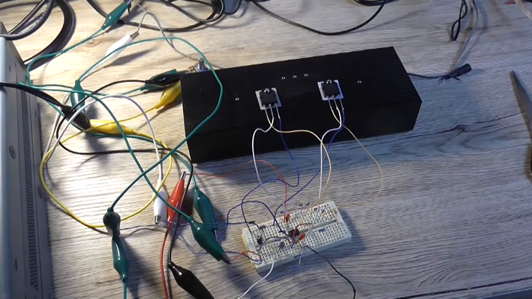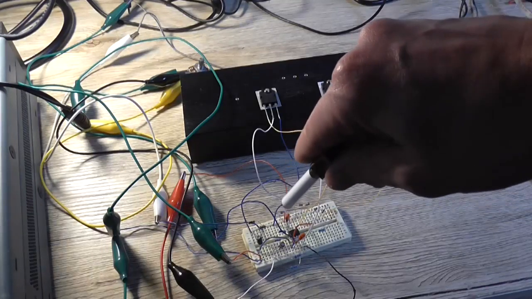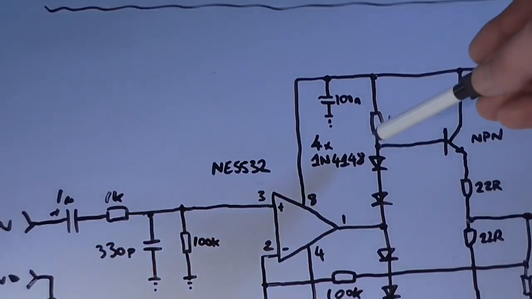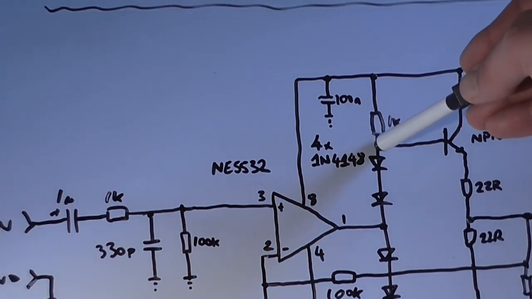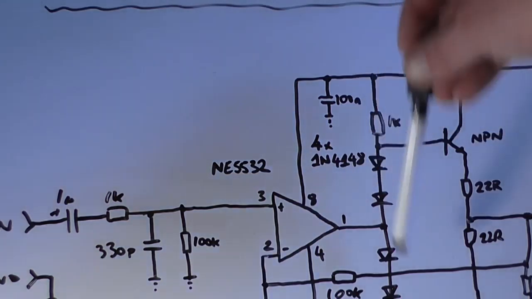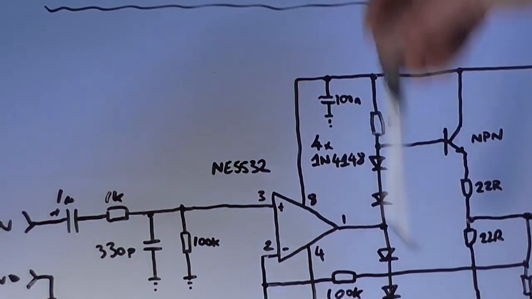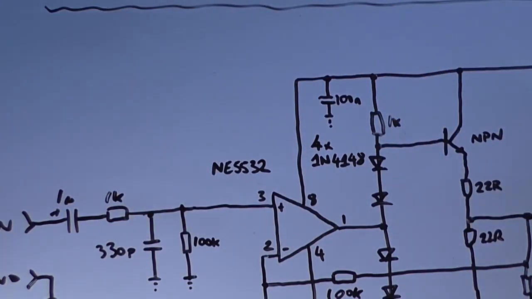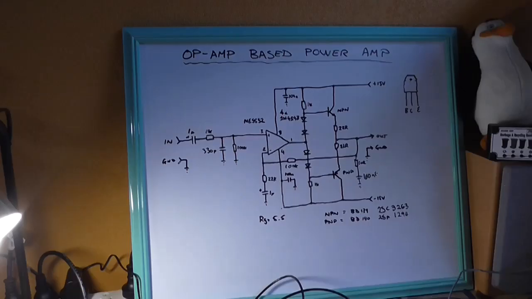But that could be dropped by sacrificing a little bit of crossover distortion by adding a trim pot of 10k or so between the anode of this diode and that 1k resistor there, just so you can adjust the forward drop to the output stage. As it stands, it's fine. It's okay as it is.